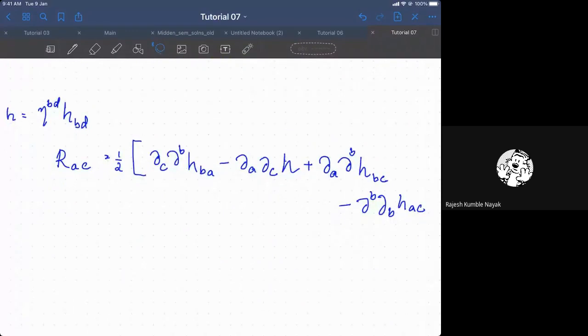Okay, so this is the expression we have. You see that A and C are symmetric, so this term and this term are the same. Here A and C are symmetric, there is a differentiation, and partial differentiation anyway is commuting. So there is no problem there. So we are good with this expression.